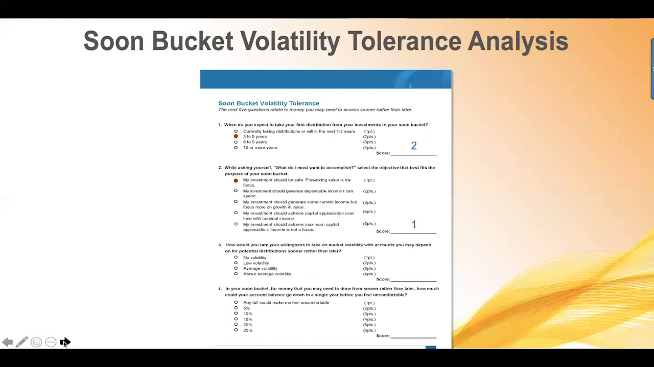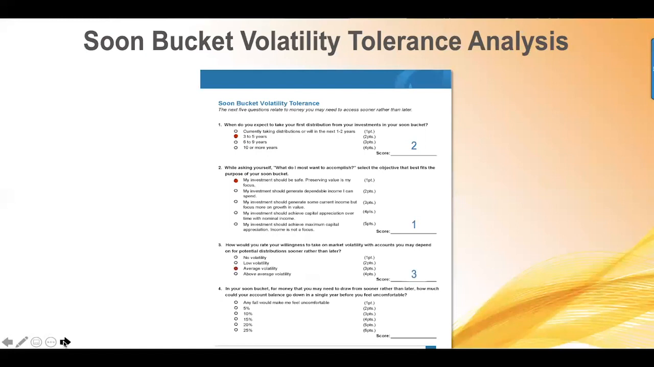Good. All right. And then next question, how would you rate your willingness to take on market volatility with accounts you may depend on for potential distributions sooner rather than later? No volatility, low volatility, average, or above average?